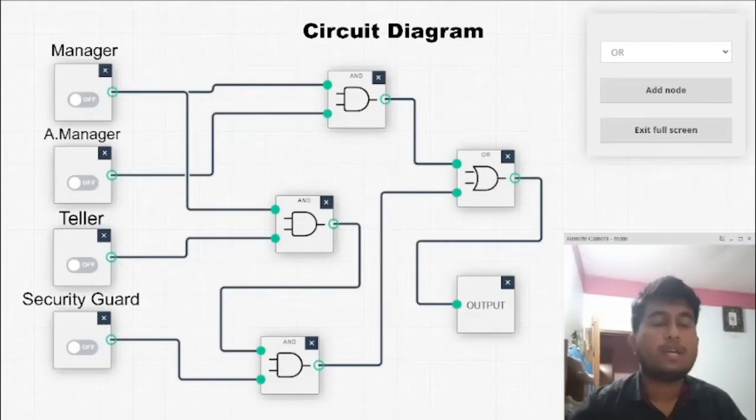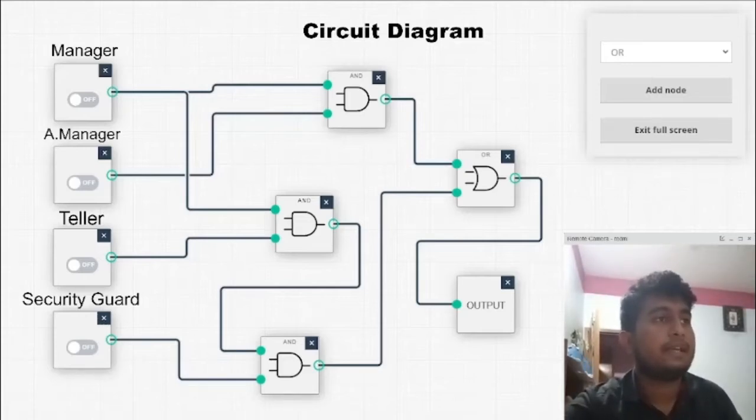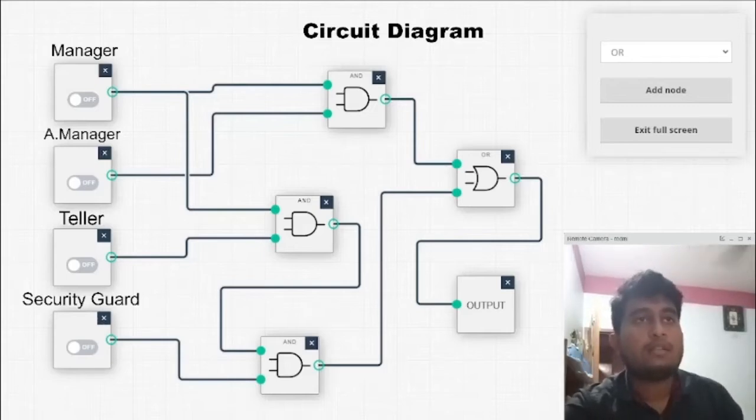In this video I am showing our circuit diagram and simulation. Let's talk about this circuit diagram. Here we have 4 inputs: manager, assistant manager, teller and security guard. Here manager and assistant manager are connected with an AND gate, and manager, teller and security guard are also connected by an AND gate, and these AND gates are connected by an OR gate, and this OR gate shows our output.